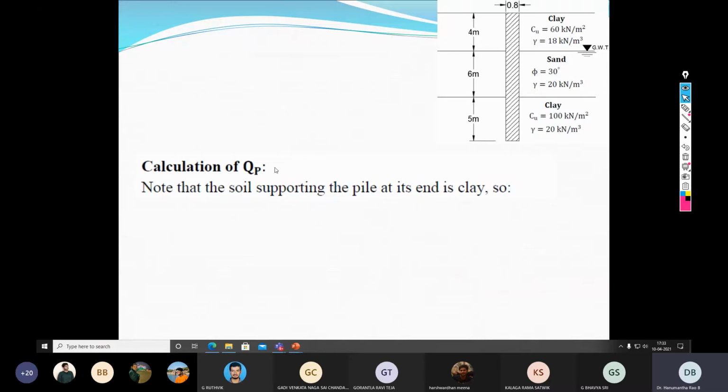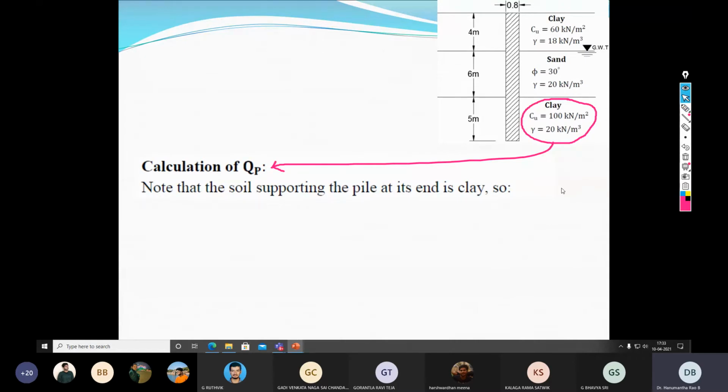So first, calculation of the QP. First I am taking how to calculate the point bearing resistance of the given pile. Note that the soil supporting the pile ends in the clay. So therefore we have to use the properties of clay only. We have to use the properties of clay for calculating the end bearing capacity.